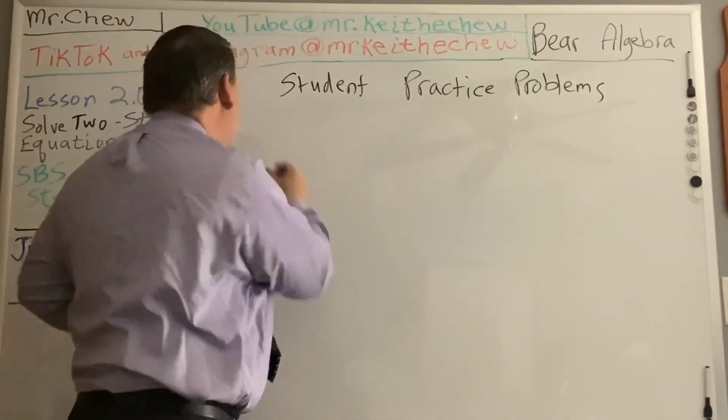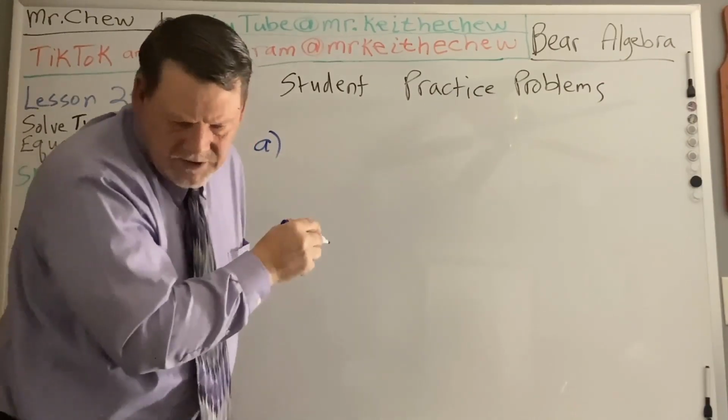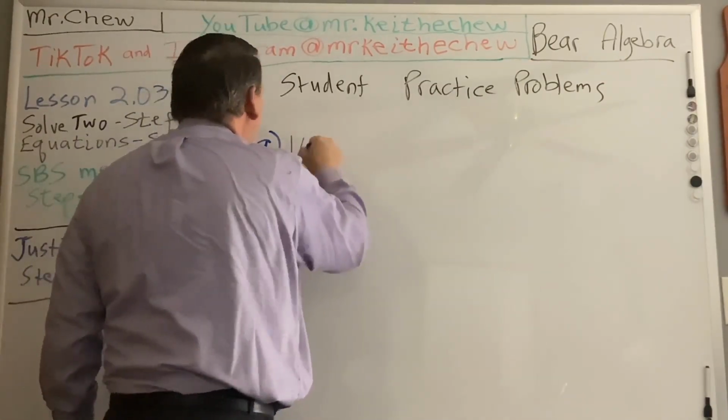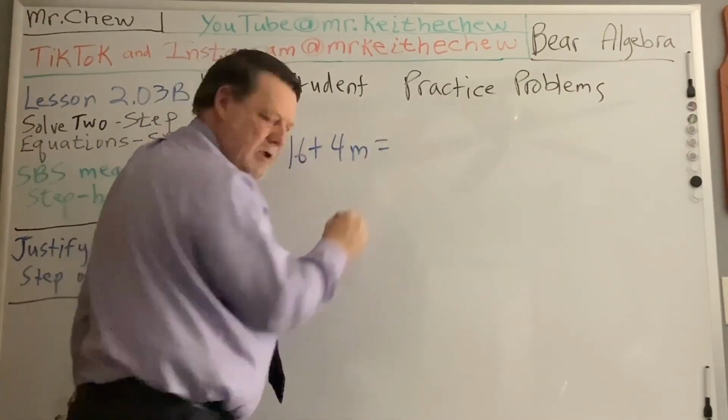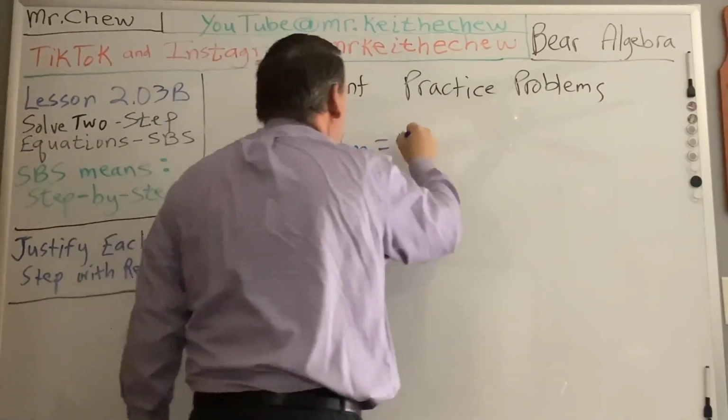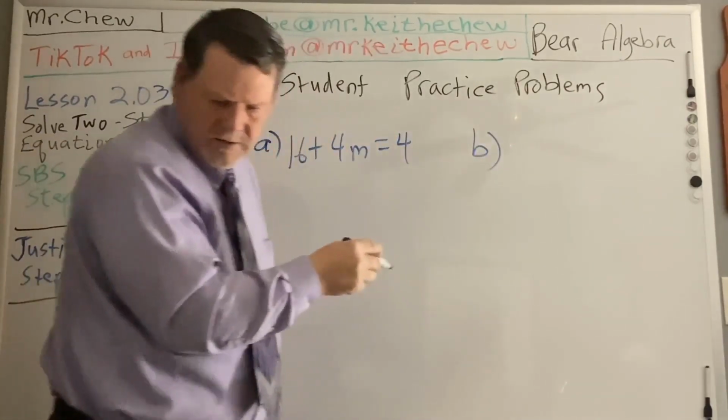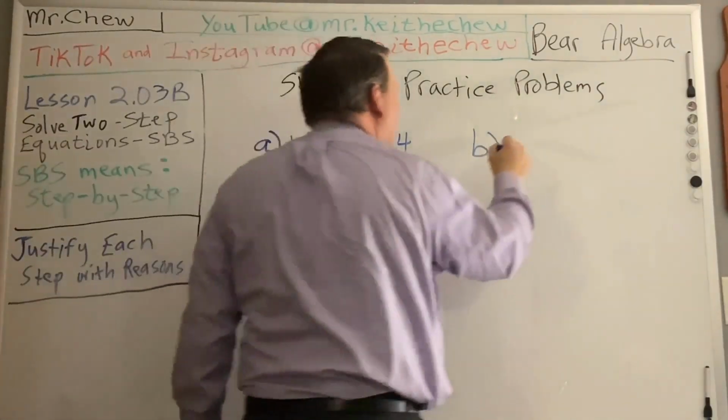I've got A, it's 16 plus 4m equals 4, and B, 9 equals 5y minus 16.